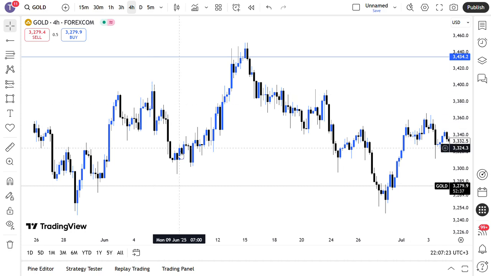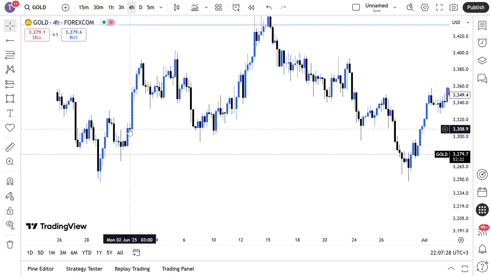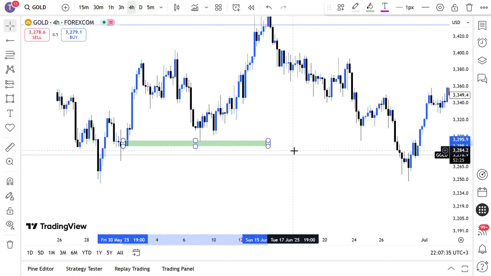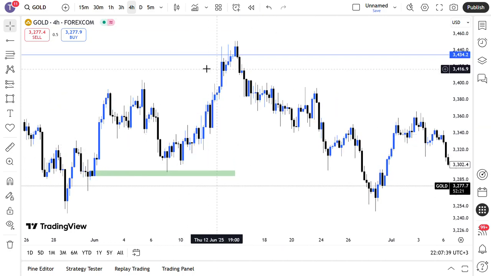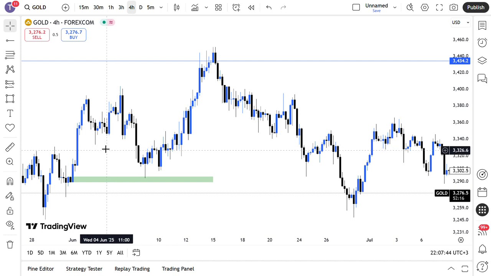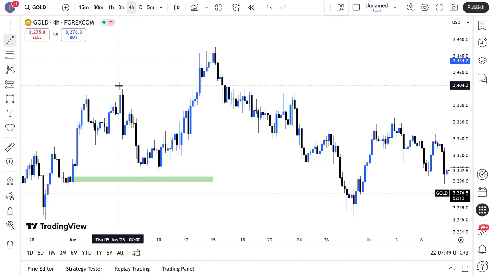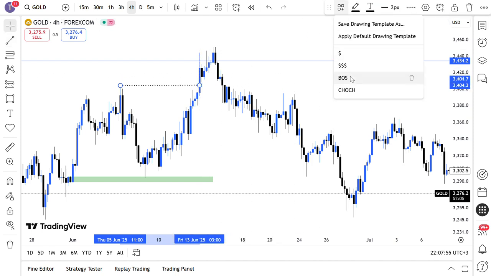The market came back down later, tapped into this order block, did not react from the first order block, but reacted from this second order block down here. You can see price tapped in and went up to break structure. This is a valid break of structure because there is a sweep of liquidity. So we mark our break of structure. That is our break of structure.